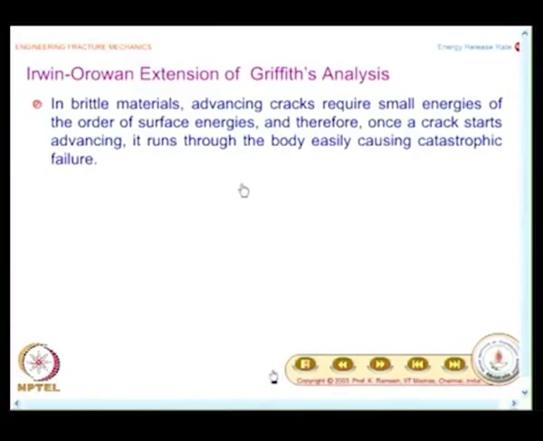So, once a crack starts, it advances through, leading to catastrophic failure, and this is not the way brittle material behaves. See, one of the key assumptions in the case of brittle material was R remained constant. We have already looked at in one of the earlier classes what is the value of surface energy and what is the value of energy due to plastic deformation. That was several orders of magnitude greater than the surface energy. So, that is what is mentioned here.